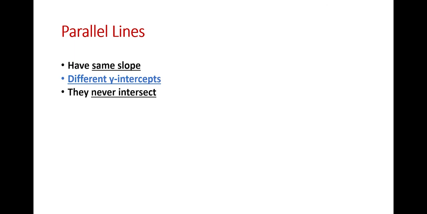For parallel lines, we made a conclusion that we saw they have the same slopes. So parallel lines have the same slope and different y-intercepts. Make sure they cannot have the same y-intercept because it will be the same line then. They never intersect. If the slope is the same and the y-intercept is also the same, they intersect infinitely many times, so they are not parallel. Parallel lines never intersect, so their y-intercepts have to be different.